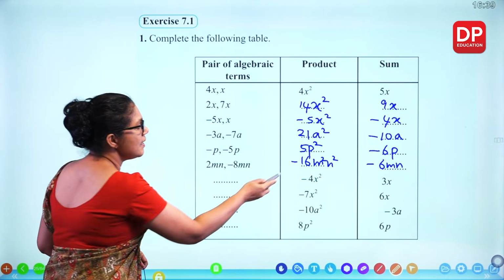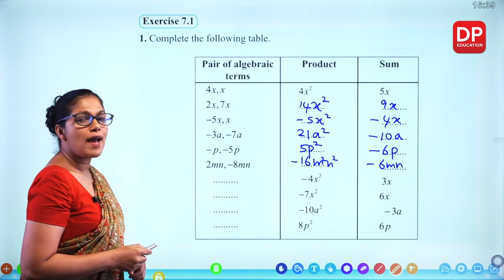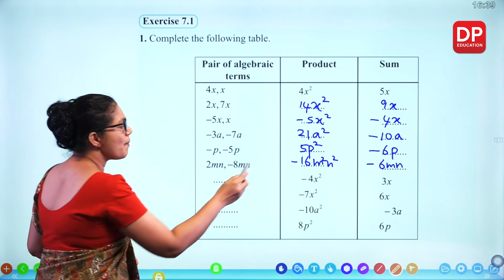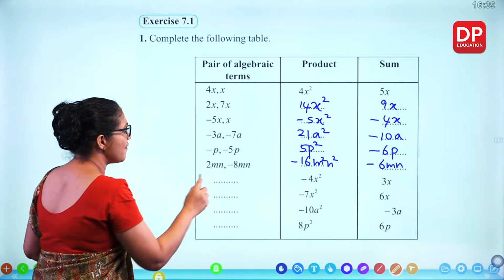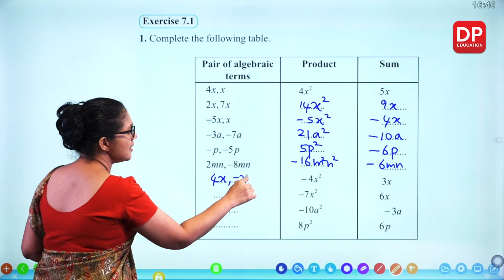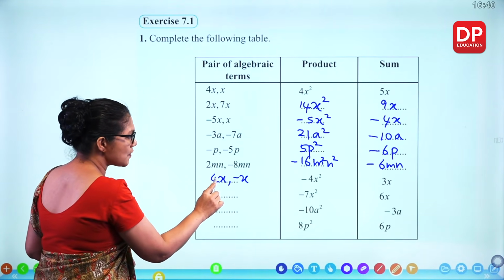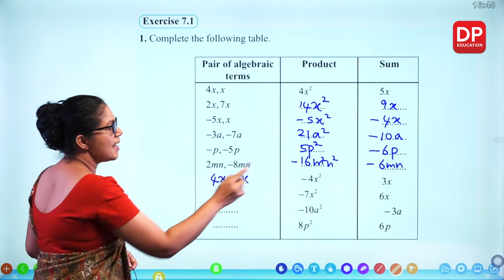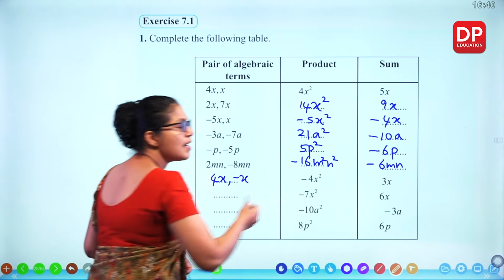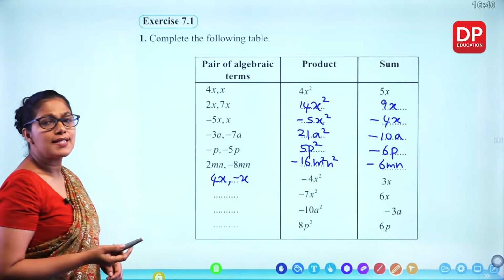Now here the product is given and you have to find the pair of algebraic terms. So minus 4x squared, I can write 4x with minus x. Why? This is plus 4x and minus x. The sum is given, plus 3x. So 4 minus 1 is 3.